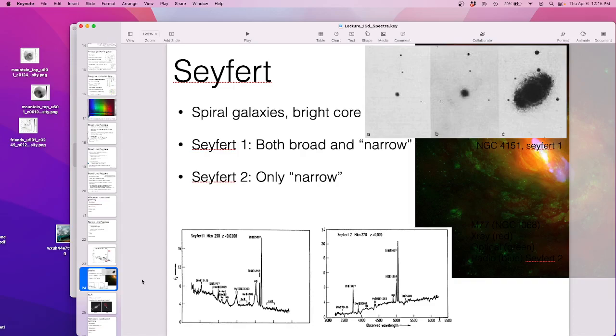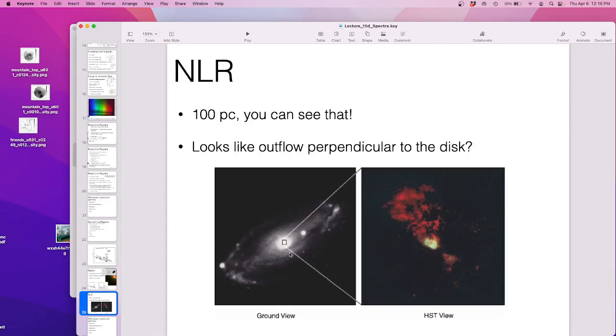Okay, so Seifert 1 and Seifert 2 are both kinds of AGN. A Seifert 1 has this hydrogen beta line that's really broad. Here, the hydrogen beta line is really narrow. There's Seifert 1 versus Seifert 2. So actually, I got this image of the broad line region. Here is a galaxy from the ground, and here's the HST image of it, and you can see this is a cone of stuff that's getting blown out by the AGN.